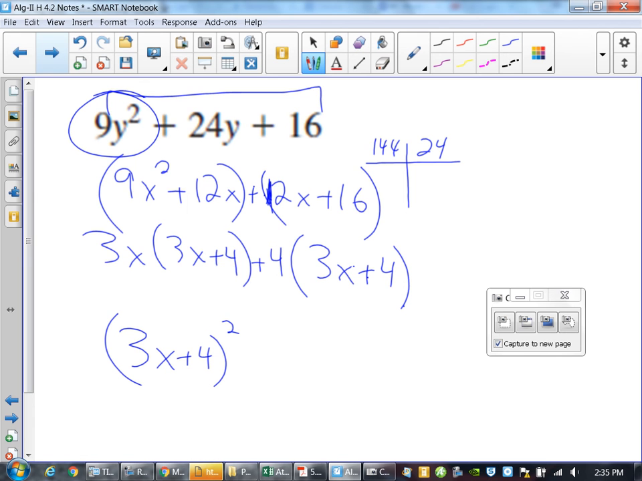So if you want to do a shortcut just by recognizing the pattern, you don't have to do the long way. You can math more if you want.